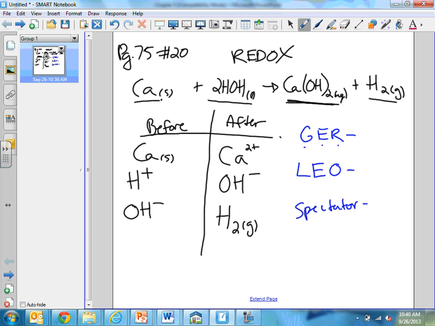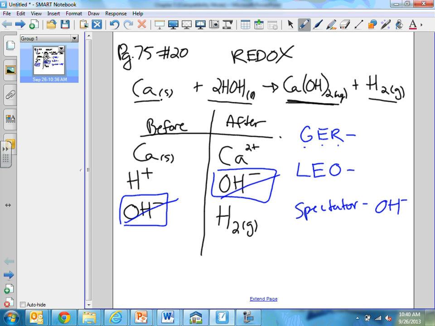And if we do look at that, which one stays the same? On both sides, I've got hydroxide ion. So it has not gained or lost any electrons. It's staying the same on both sides. So this is my spectator.